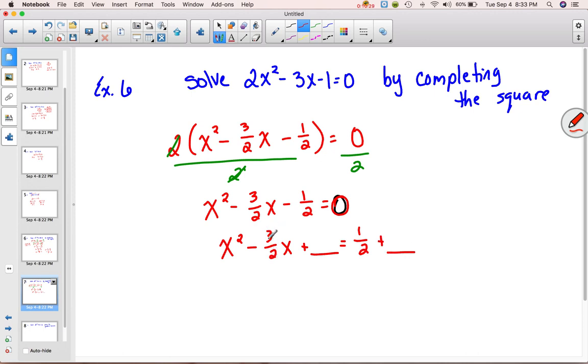Remember what we did next. We did half of this and squared it. So half of 3 halves is 3/4. So I'm going to take a negative 3/4, because it was minus, and square that, and I get 9/16. Square the top, square the bottom. So I'm going to have a 9/16 here.